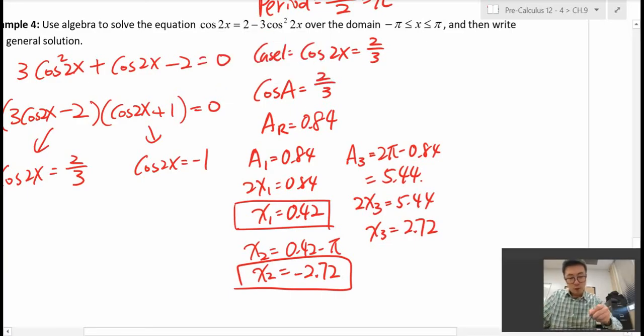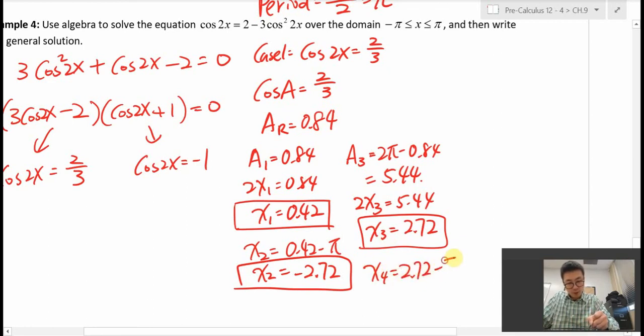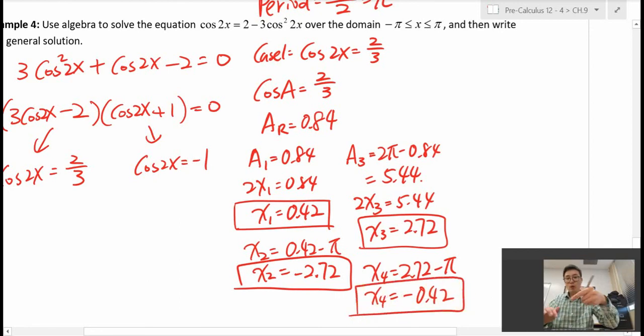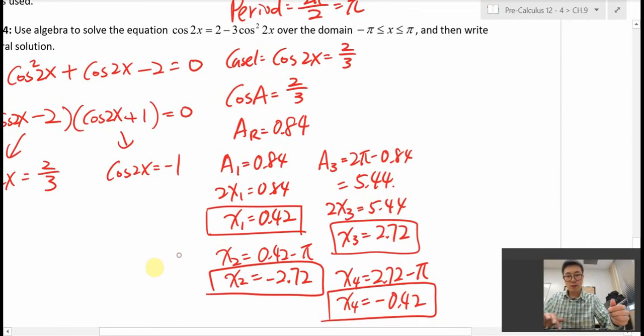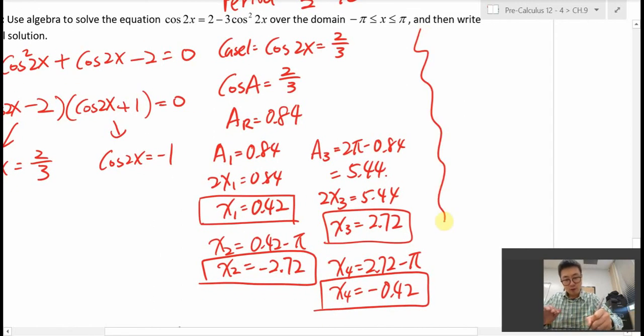Okay, now 2.72 is still within the domain, right? You can see it's between negative pi and pi. Now it makes no sense for me to add another pi, because then that's definitely going to be more than pi. So what I need to do is to take away pi, and you should get negative 0.42. So that's your x4. So there are my 4 answers, and that's my case 1, where cos 2x is 2 over 3.